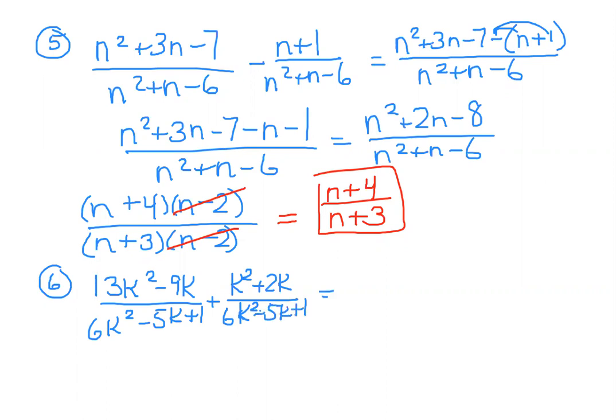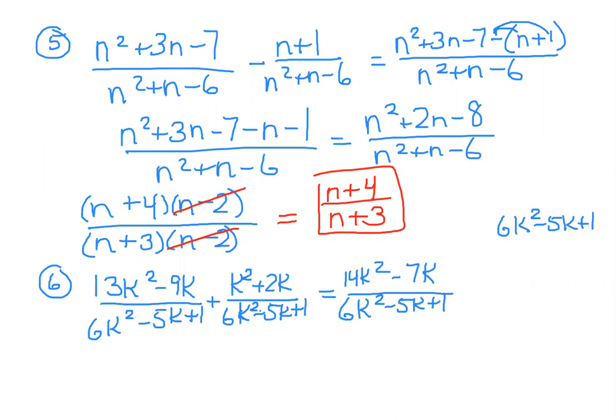So let's put them all together. I'm going to combine them all in one step right here. 13k squared plus k squared is 14k squared, and negative 9k plus 2k is negative 7k over this. Now we have to factor this. The bottom is going to be the harder one to factor, so I'm going to put it over here, and we're just going to work with it for a minute.